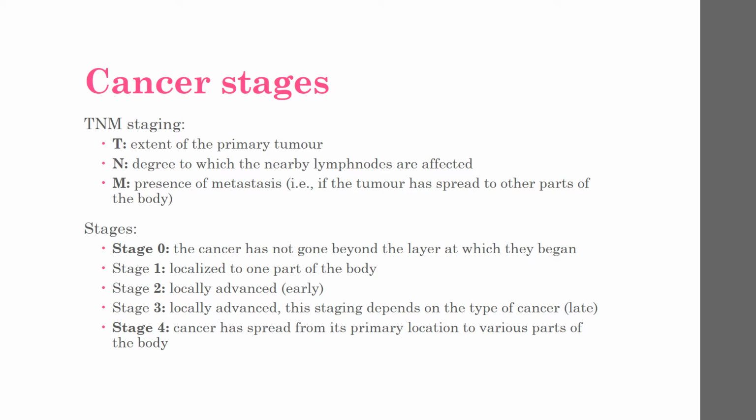Then there's stage 1, where it's localized but to only one part of the body. Then there's stage 2, which means it's been locally advanced but it's still in an early stage. And then there's stage 3, which is locally advanced, but the staging will depend on the type of cancer. But usually it's in a slightly later phase than stage 2. And then there's stage 4, which is the cancer that has spread from its primary location to various other parts of the body. So that's where the metastasis occurs.